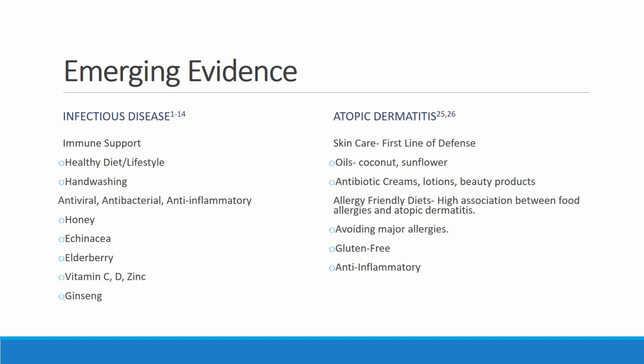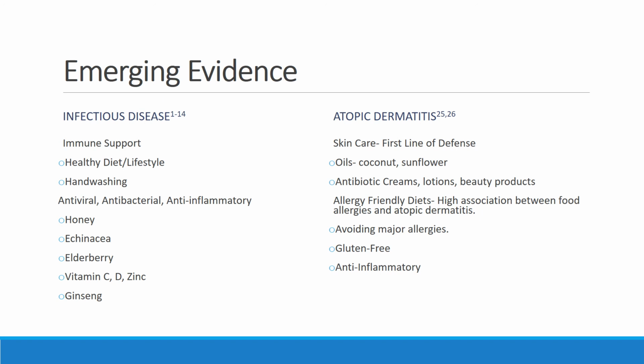When looking at atopic dermatitis, according to the National Eczema Foundation, alternative treatment options focus on moisturization, antibiotics, antipyretics, and anti-inflammation. There are multiple lines of defense in the treatment and prevention of atopic dermatitis, and skincare is often considered the first line. Using antibacterial and anti-inflammatory oils and moisturizers such as coconut and sunflower oil shows some promise.